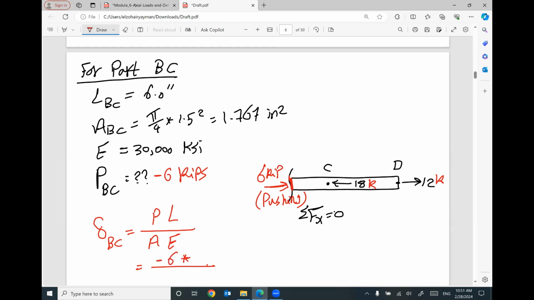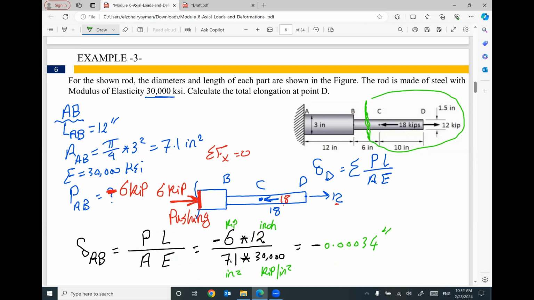The length of this part is 6 inch. The cross-section area of this part, 1.767. The Young's modulus of this part is 30,000 ksi. I think your units will be consistent. The contraction will be -0.0068 inch. This one will be contraction. Negative means contraction. We still have one more part, which is part CD.